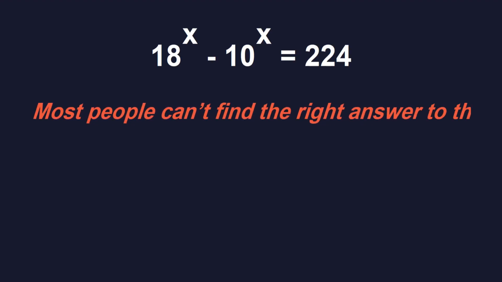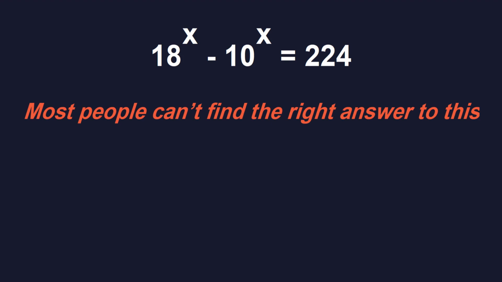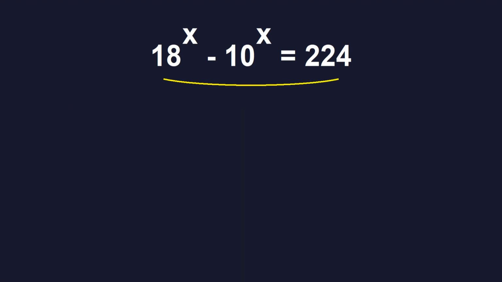In this recorded video, we have this problem: 18 to the power x minus 10 to the power x equals 224, and we want to get the value of x. The problem might look difficult, but it becomes easier if you break down the number 224 into two numbers such as 28 times 8.